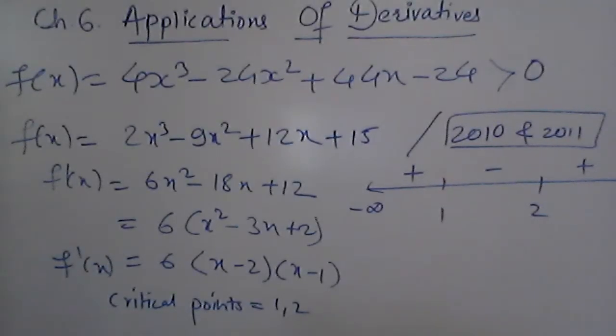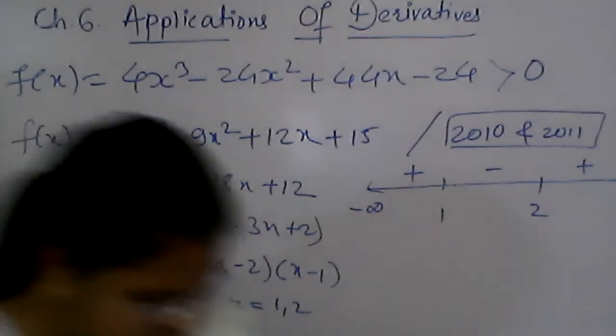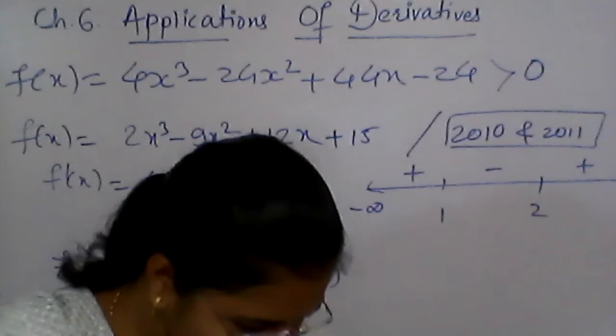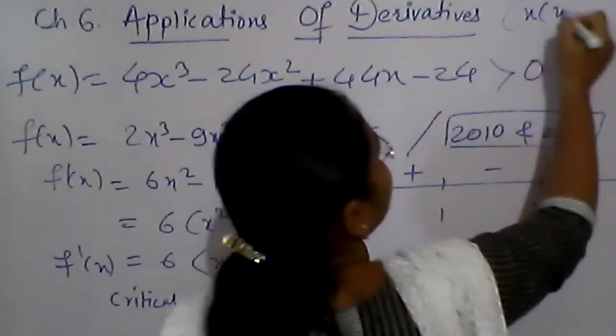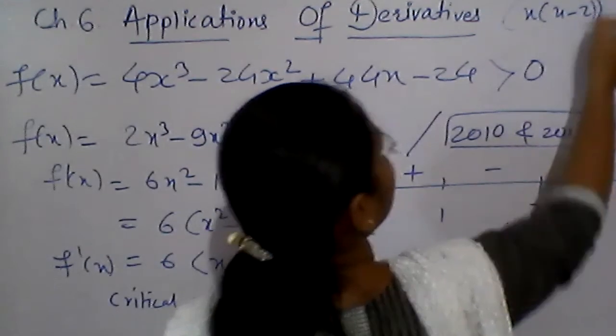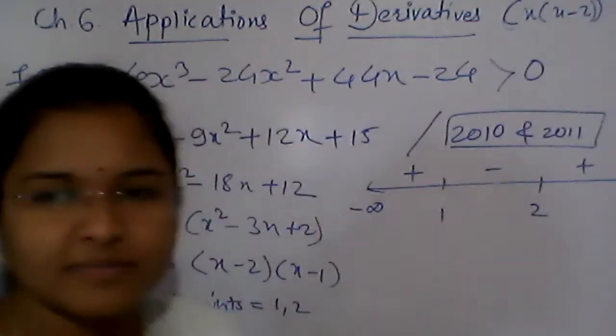In 2000, and yesterday one question I have taken: x comma x minus 2 whole square. Did I take that yesterday? That question they have also asked for 6 marks only. I took one question of x in bracket x minus 2 whole square yesterday, right? Did I not take it?